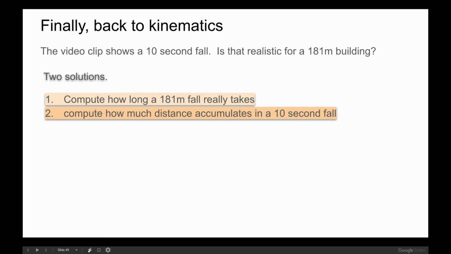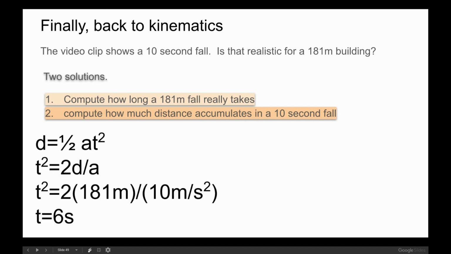So you're a really smart kid, but suddenly, when you're faced with a decision, as opposed to, please calculate the time it takes to fall 181 meters, or how far do you fall in 10 seconds, I just changed the question to, is that realistic for a 181 meter building? And you suddenly go like, it does not compute. So you've got two choices. Either one is just as easy.